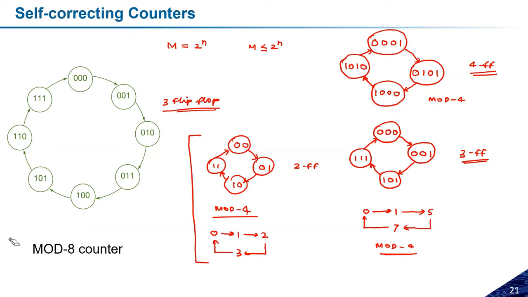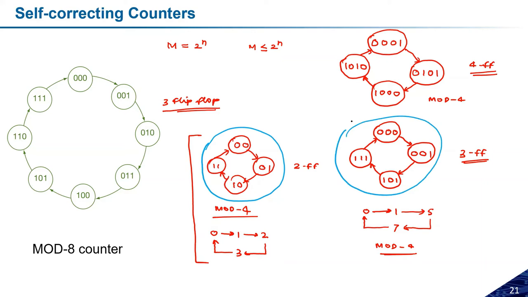So this is all about what we have already discussed about the mode of the counter. Once we are ready with this, we need to understand the differences. Here we are calling it the mode 8 counter. We can also call the second sequence a mode 4 counter. This sequence is also a mode 4 counter, and this one is also a mode 4 counter. But there is a huge difference between them. Here I have one counter, here another, and here another. All these three counters are mode 4 counters, but there are slight differences among all three.